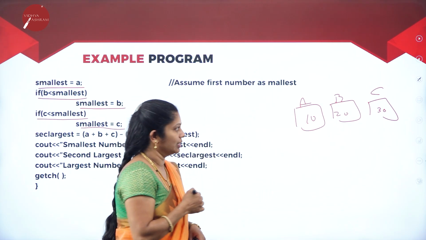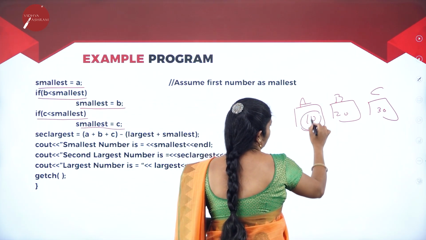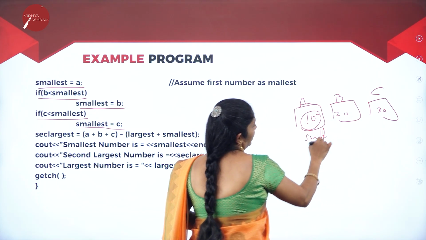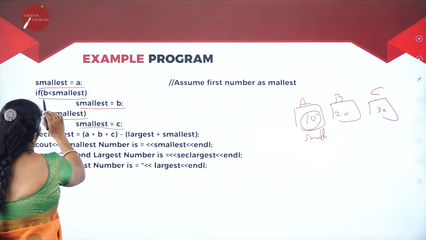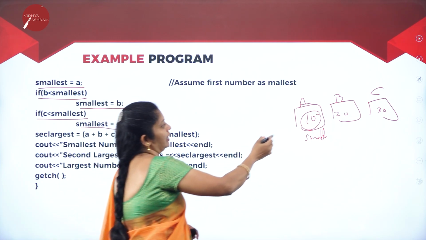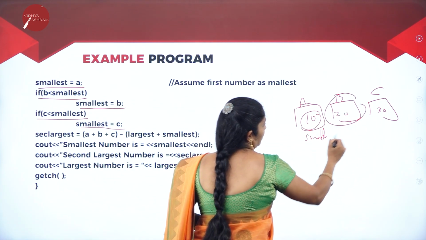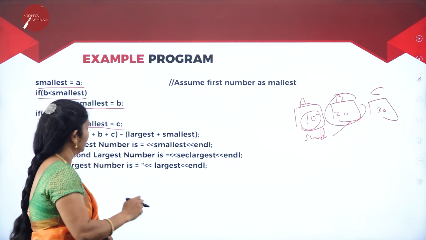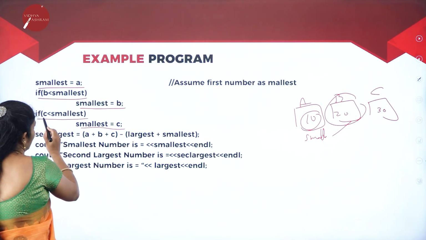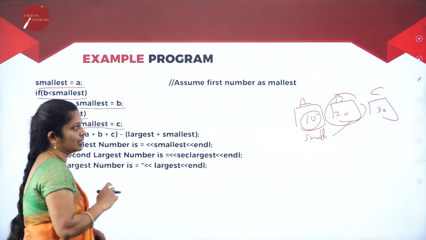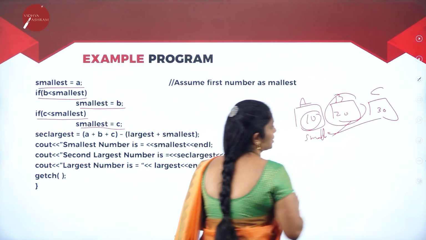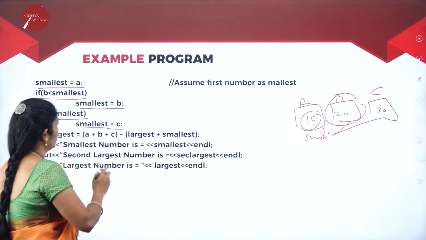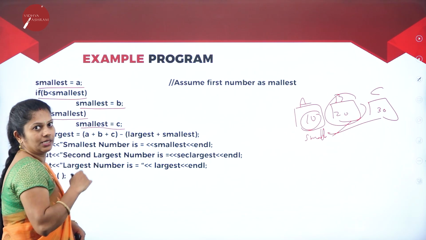Whereas in the previous case, I found the largest. Now I am finding the smallest. Here first I will assume the first one is the smallest. Then I will compare with the second one. If B is less than smallest, it will compare with the second one. In that case also, the smallest is A only. Then once again it will compare with the third one. If C is less than smallest, here once again it will compare with the last one. Then also A is the smallest. Otherwise smallest equals C it will take.